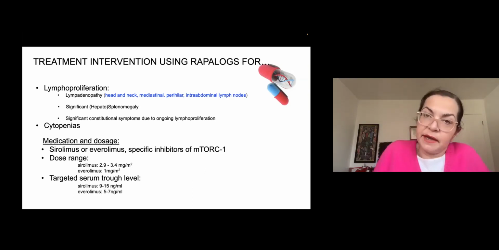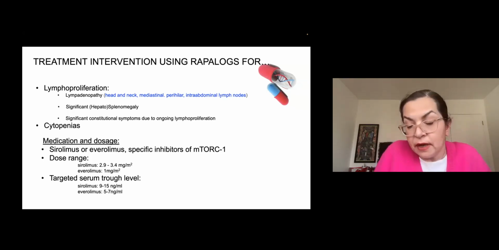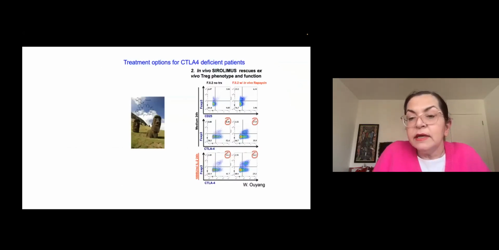Everolimus has a little bit shorter half-life. It's BID dosing, and some patients who cannot tolerate sirolimus due to oral ulcers or some skin rash or headache, which are the common problems, luckily we don't see too often, those patients can do better on everolimus.